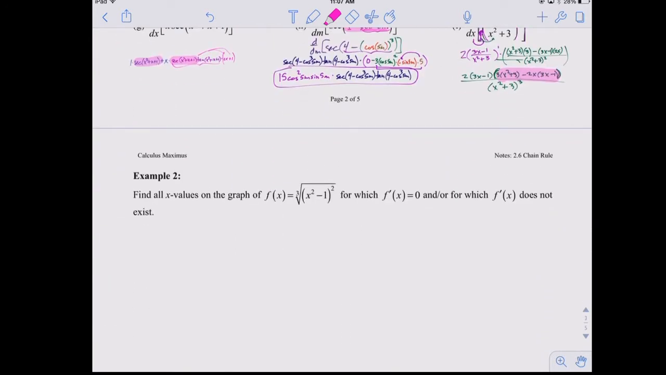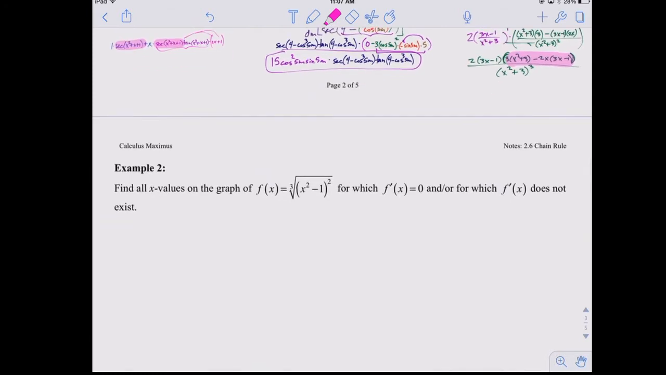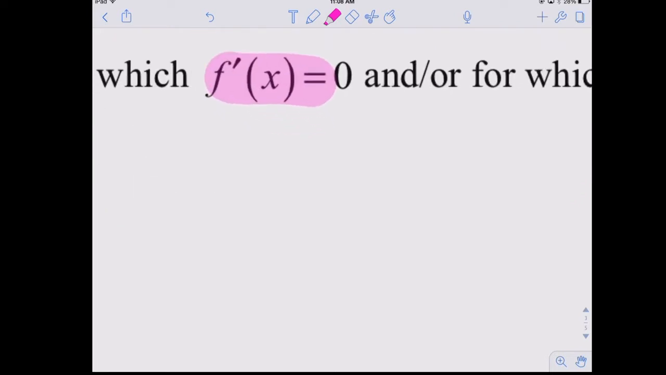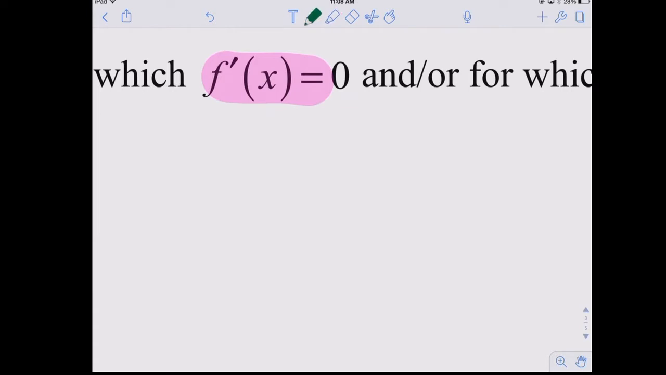All right, example 2. Find all the values on this graph for which the derivative is 0 and for which the derivative doesn't exist. Oh, now we're getting into some applications. Finding where the derivatives are 0 is important because that's where the graph has what type of tangent line? Horizontal tangent line. That's kind of nice.